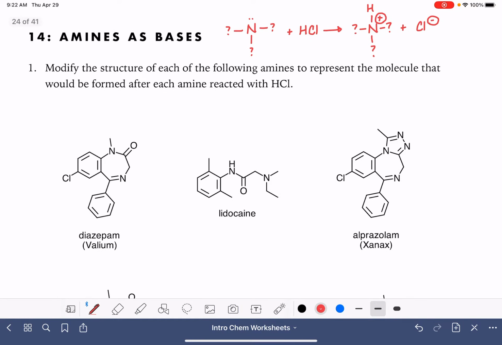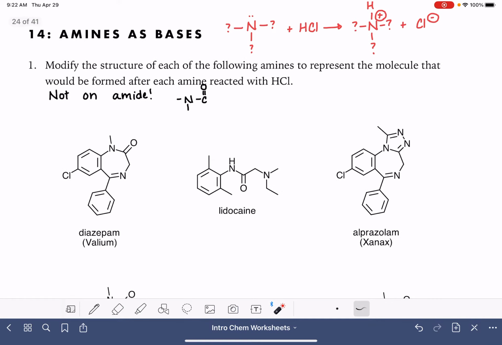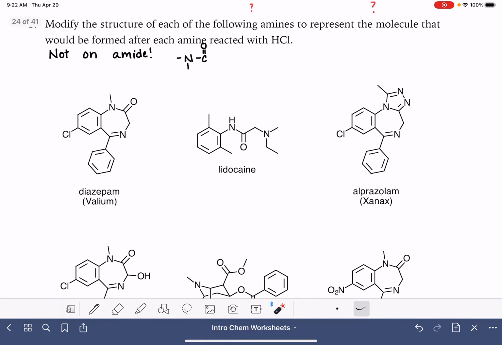Before we actually get started on these, I do want to point out that we are not doing this reaction on amides. The amide is a nitrogen that is directly bonded to a carbon-oxygen double bond. So anytime we see an amide, we're just going to skip over it. Also, in this reaction, every single amine in the molecule is going to be reacted with hydrochloric acid. So sometimes we'll be doing the reaction multiple times on the same molecule.